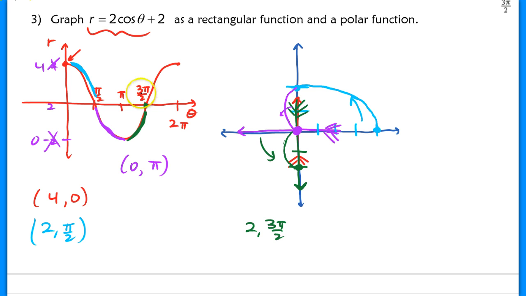Now lastly, from 3 pi over 2 to 2 pi. Right now my green spinner is here. I'm going to still rotate it counterclockwise until we get to 2 pi.